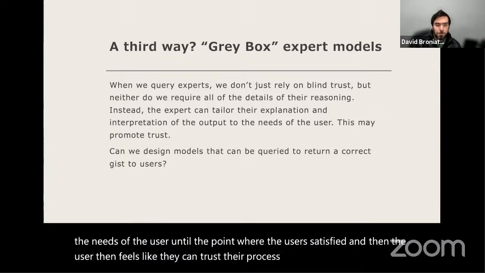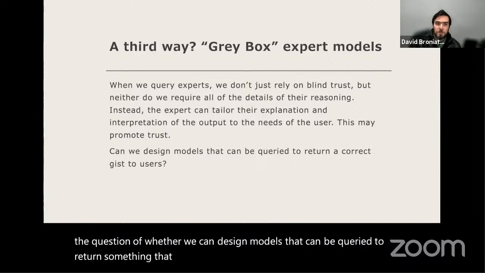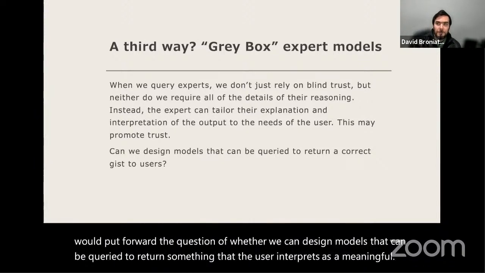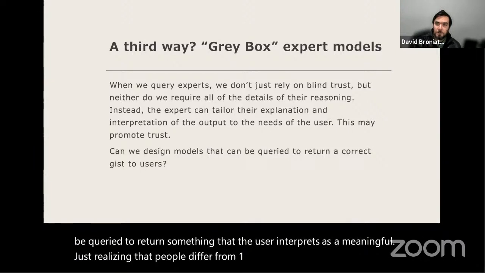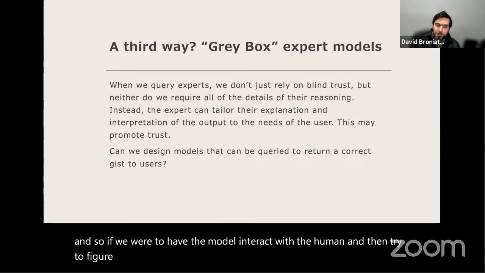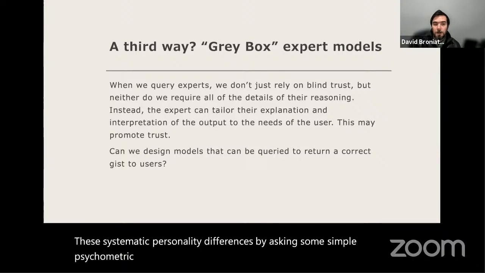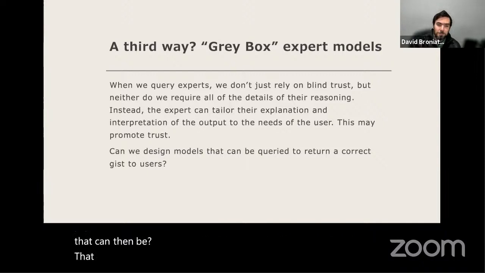And so I would put forward the question of whether we can design models that can be queried to return something that the user interprets as a meaningful gist, realizing that people differ from one another in these systematic ways. And so if we were to have the model interact with the human and then try to figure out what some of these systematic personality differences are by asking some simple psychometric questions, for example, I would ask, can we design models whose output can then be tailored for human users?